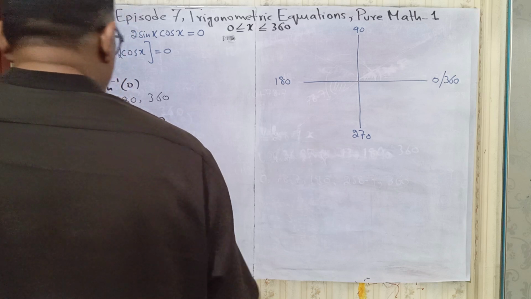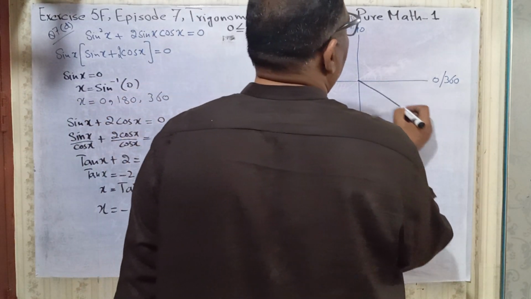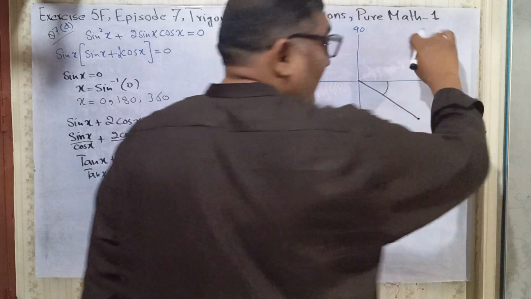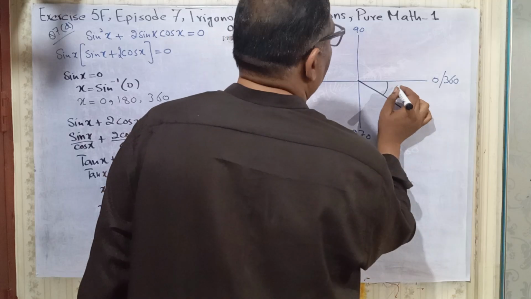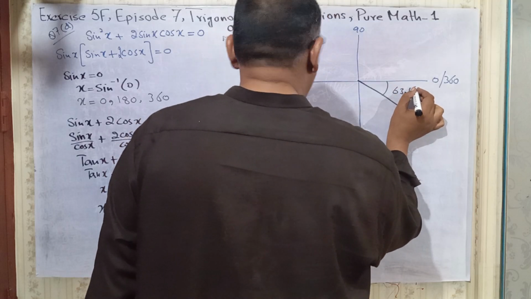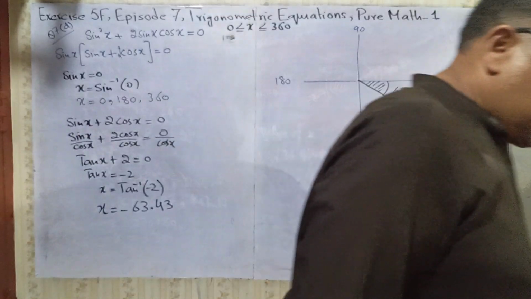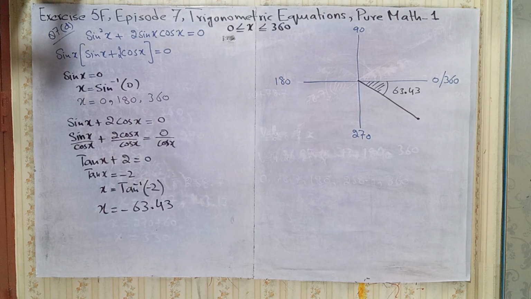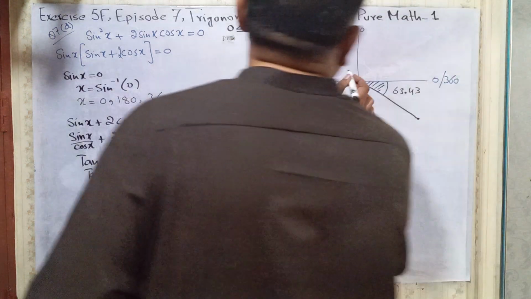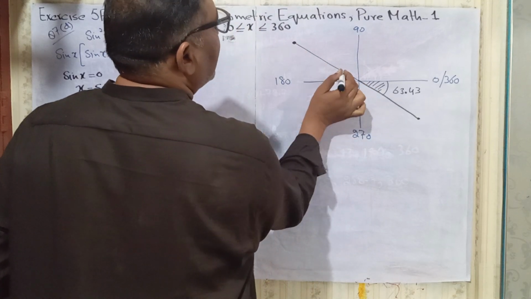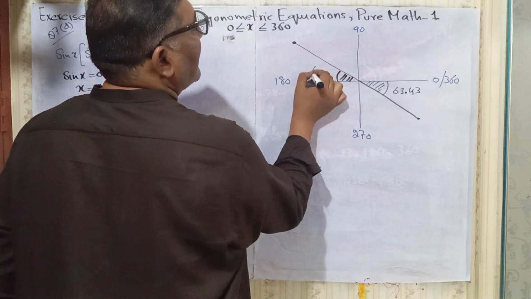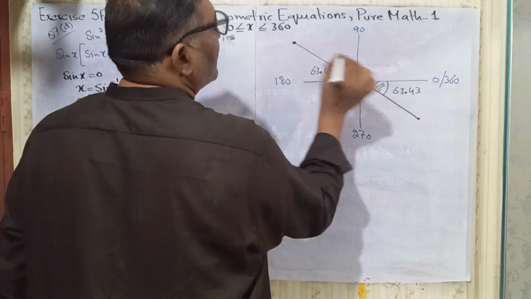Minus 63.43. Okay, so that angle is here somewhere. So this angle, because the negative angle goes like this, it's an acute angle, 63.4. So I say that this is my base angle. Here, the tan is negative. The tan is negative in two places. The tan is negative in the fourth quadrant, and tan is also negative in the second quadrant. So we will draw this also in the second quadrant. So in the second quadrant, the tan is also negative. Okay. So this angle will also be 63.43.